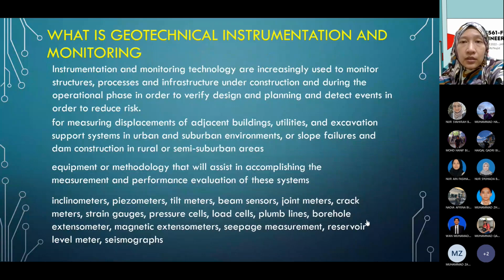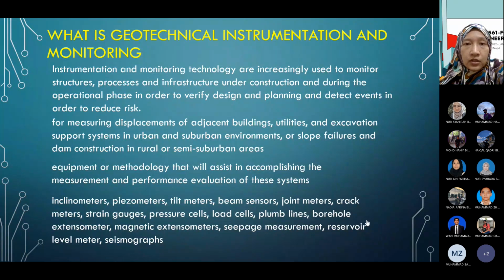Okay, what exactly are geotechnical instrumentation and monitoring? The instrumentation and monitoring technology are increasingly used to monitor structures, processes, and infrastructure under construction and during the operational phase in order to verify design and planning and detect events in order to reduce risks. It is used for measuring displacement of adjacent buildings, utilities, and excavation support systems in urban and suburban environments, or slope failures and dam construction in rural or semi-suburban areas.